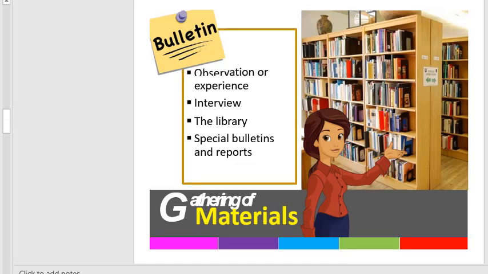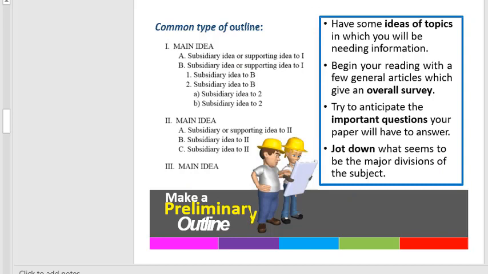Now the next question is how we can gather the materials for our research paper. Keep in mind that through observations or experience, and interviews of different customers and different researchers, you can gather information. You can also use the library of your school, college or university, special bulletins and reports, commercials, TV, and different types of social media to gather material for your research paper.